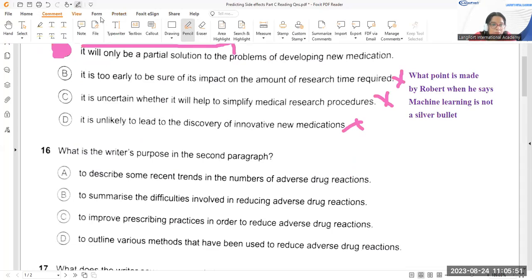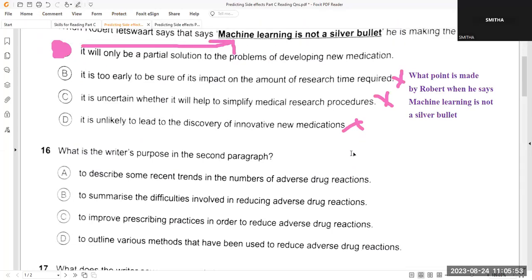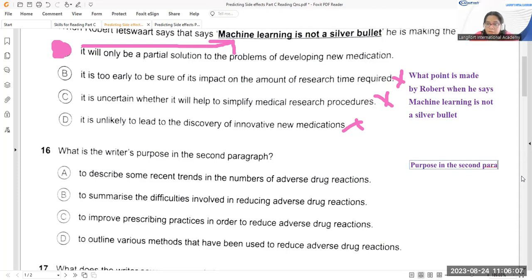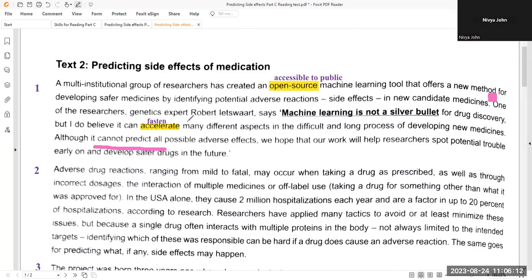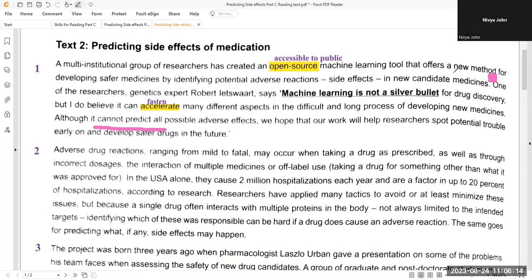Smita, can you read the next one for me? Yes, ma'am. What is the writer's purpose in the second paragraph? So of course we need to figure out the purpose of the second paragraph. Pretty straightforward. Okay, so I want you guys to read the extract carefully today because options can be a bit confusing. I need your full attention. Let's go and read the second paragraph. Here we go. All of you read the second paragraph.